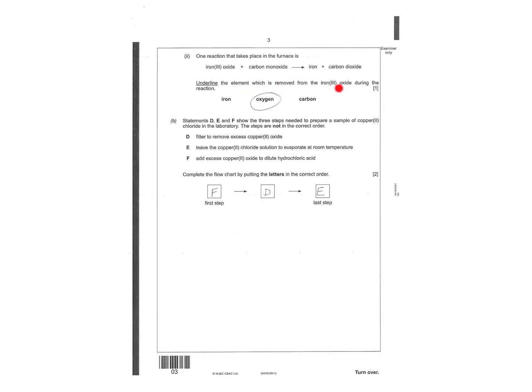Underline the element which is removed from iron oxide during the reaction, that's oxygen. Put these in correct order. So F, add excess copper oxide to dilute hydrochloric acid. D, filter to remove excess copper oxide. E, leave copper chloride solution to evaporate at room temperature.